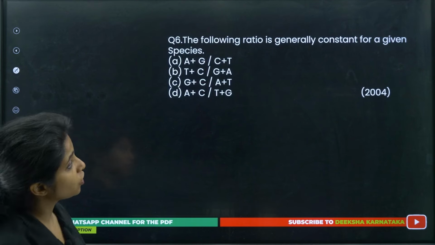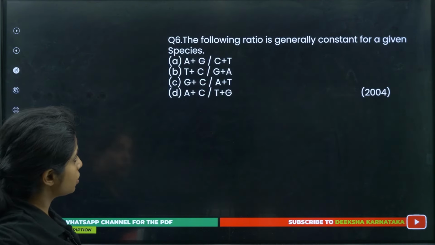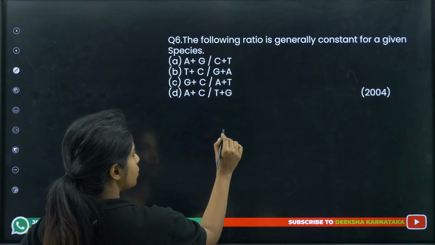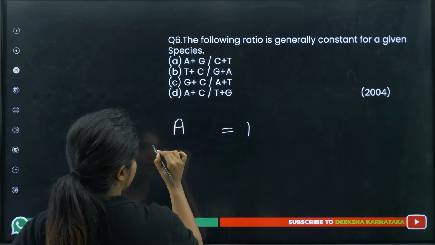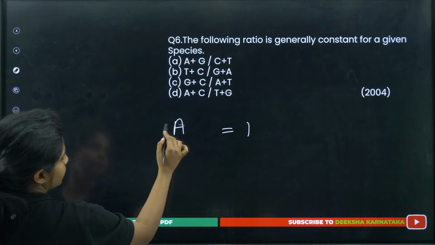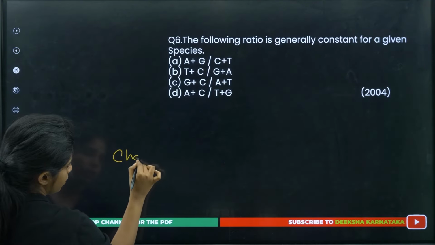Going with the next one. The following ratio is generally constant for a species: A plus G is equal to... okay, they are saying constant. So basically it has to be 1. I'll tell you one very important thing before starting this. There is a rule, that is Chargaff's rule.